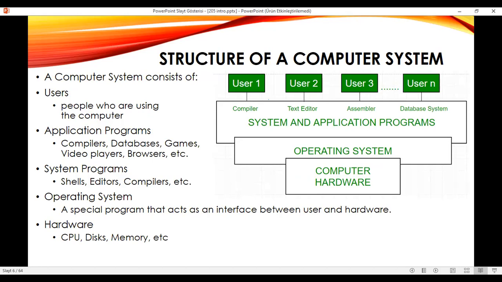Okay, in the structure of a computer system, what was a computer system? The combination of hardware and software. So the whole system is called a computer system. In a computer system, we have users, application programs, system programs, operating system, and hardware. So all of them make up a computer system.